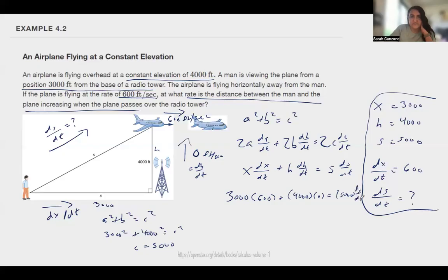So right here is exactly why if you have a constant that is not a rate, we don't necessarily have to take the derivative of that term. We can just plug it in because the derivative of a constant is just 0. And so this whole thing just goes away. So what we actually get is 3,000 times 600 equals 5,000 ds dt. And if you solve that, what you get is ds dt equals, let's see, it is 360, and the units will be feet per second.